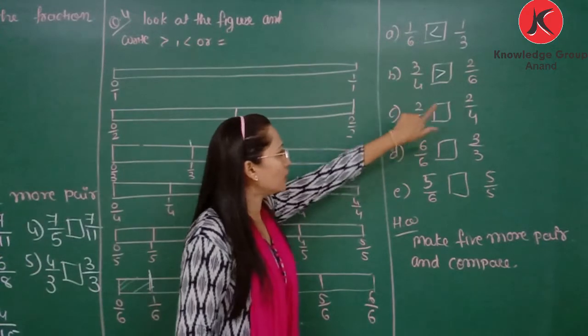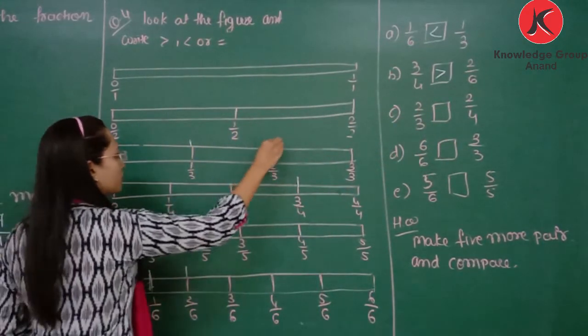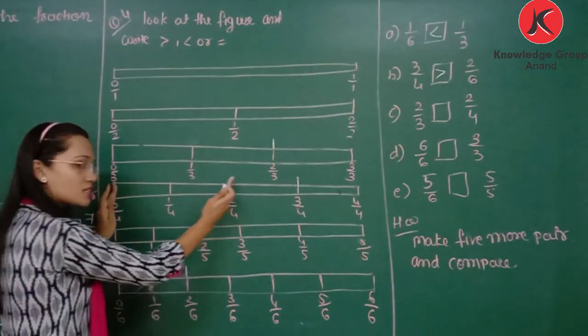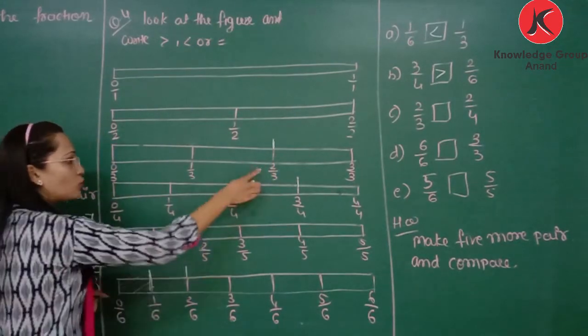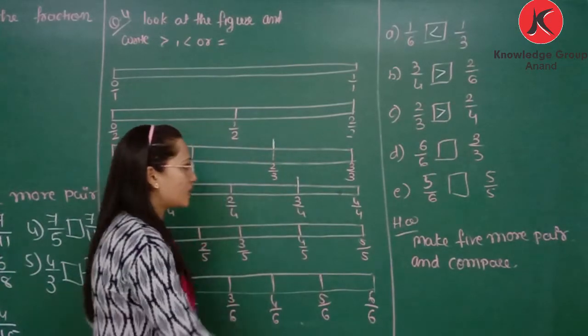Now 2 by 3, 2 by 4. 2 by 3 is here. This part is 2 by 3 and 2 by 4 is this part. Now from these two figures, which one is greater? 2 by 3 is greater. So we can write greater than sign.